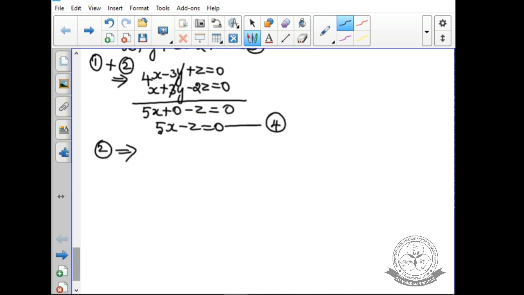The second equation is x plus 3y minus 2z. While writing the terms, once again check whether you have written it correctly, because if you write it wrongly, you will get an answer, but the answer will also be wrong. So every time, check whether you have written the equations correctly.